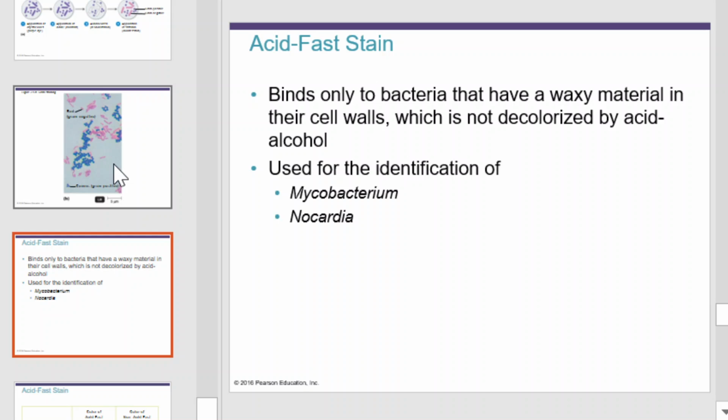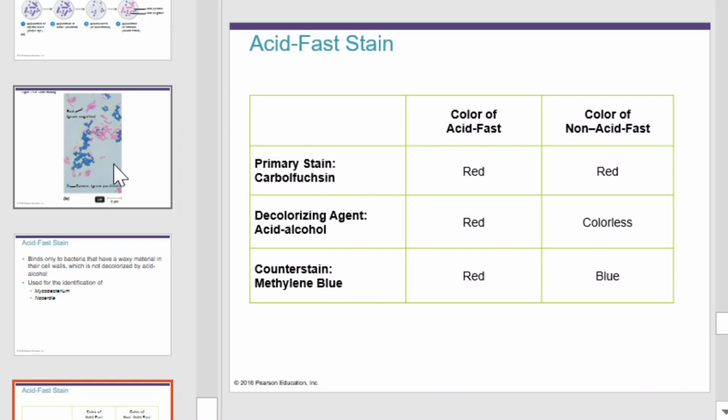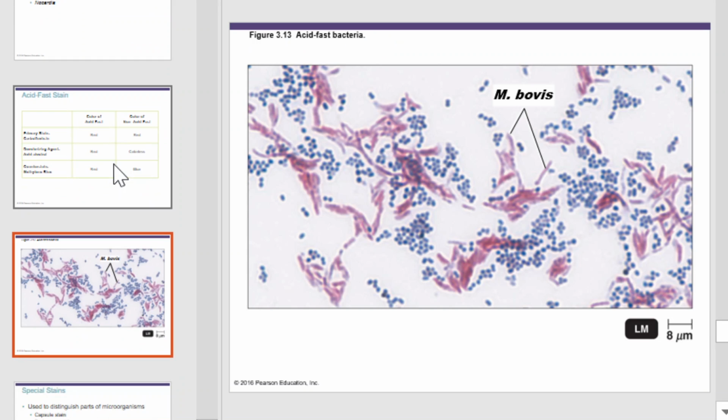Acid-fast stains. Acid-fast stains bind only to bacteria that have a waxy material in their cell walls, which is not decolorized by acid alcohol. Acid-fast staining is used for the identification of Mycobacterium and Nocardia. This table illustrates the color of acid-fast and non-acid-fast cells as we move through the staining process. And this is an example of acid-fast bacteria.